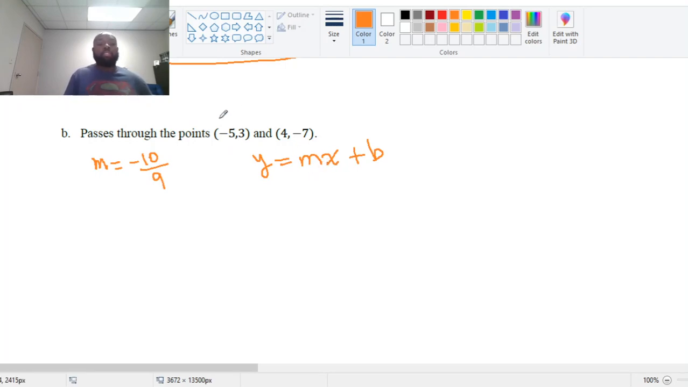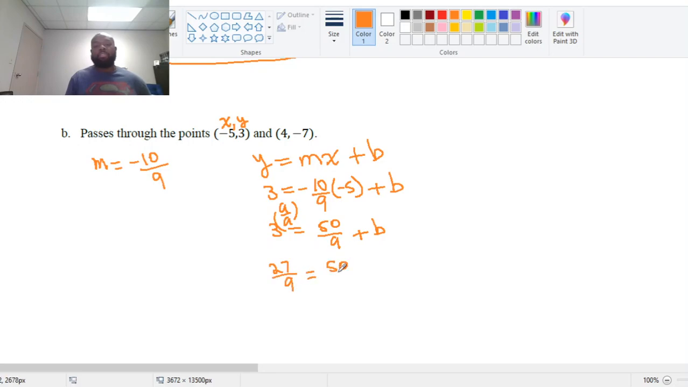And so when we do that, I'm just going to substitute a point that I know my line passes through. I'm going to let my x be replaced by -5 and my y be replaced by 3. And I know my slope is -10 over 9. And that gives me an equation with just b in it, right? So I get 3 equals 50 over 9 plus b. And so notice I have a denominator of 9. And so if I multiply 3 by 9 divided by 9, I'm going to get 27 over 9. And I'm just doing that so that I can go ahead and simplify, right? If I subtract 50 over 9 from both sides, I'm going to get -23 over 9 equals b.